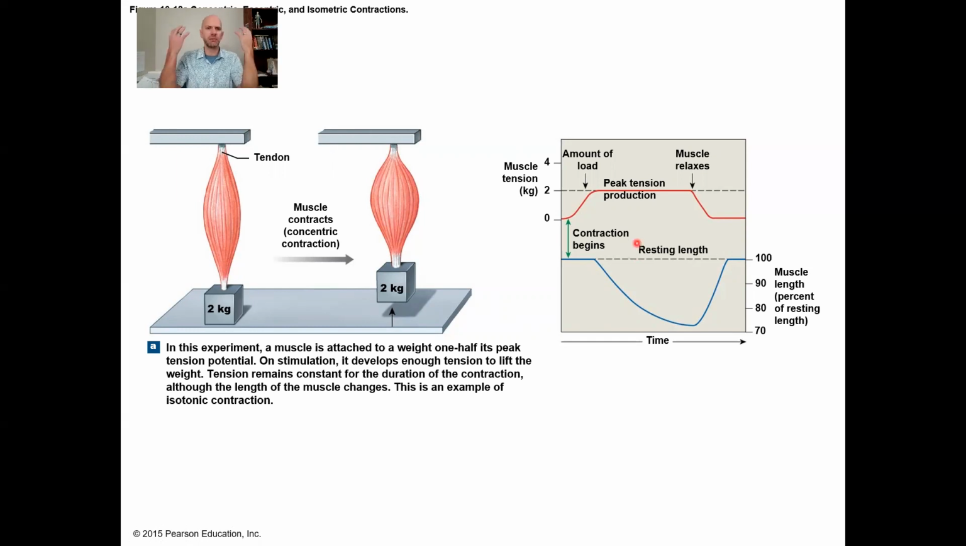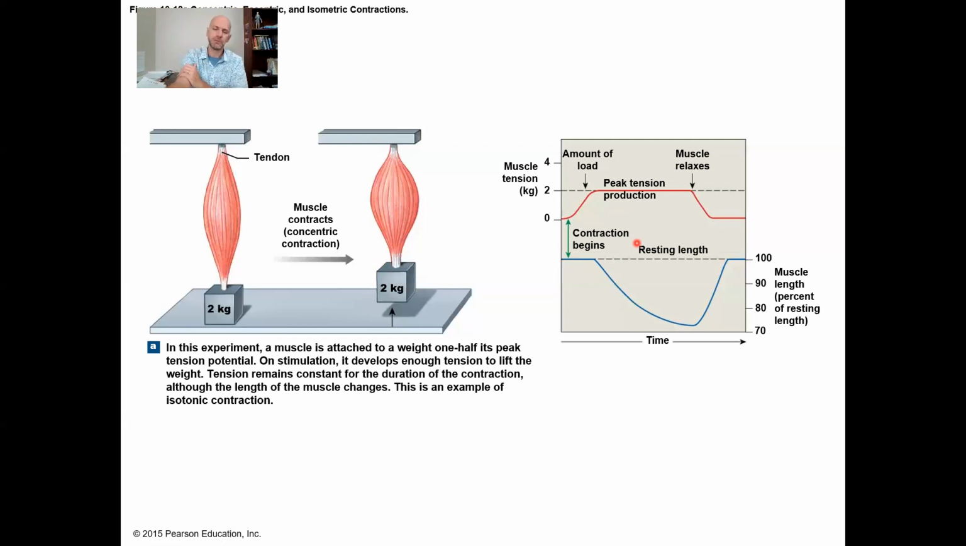Now, think about doing a pull-up. You're hanging from a bar, and you have to pull, like a chin up. You pull your body up, and then your body comes back down. So in no case does your muscle stop contracting. So you are doing concentric this way, and then you're doing eccentric this way.